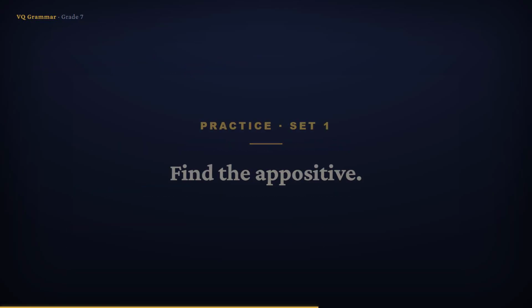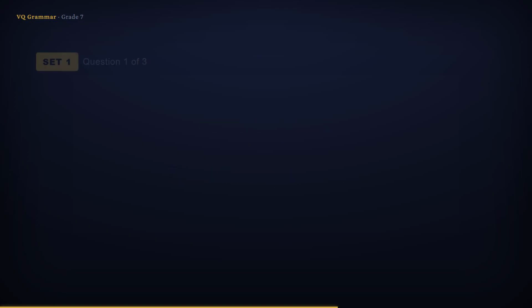Let's practice together. Time to practice. In this first set, each sentence contains an appositive, a noun that renames another noun beside it. Read carefully and pick out the appositive. Pause the video and choose before I reveal the answer.